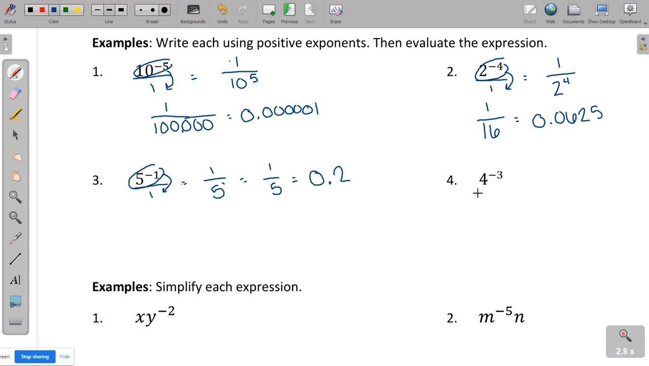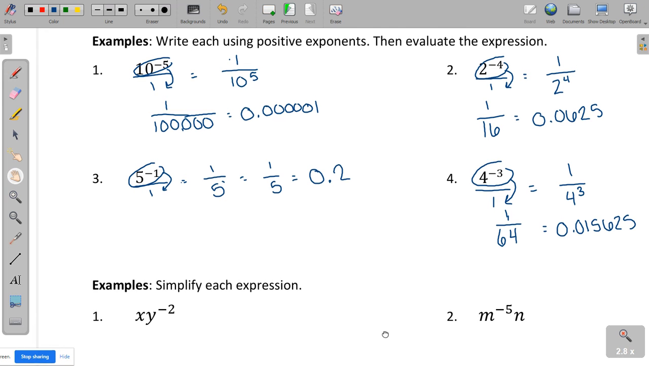Number 4, we have 4 to the negative 3rd. Make it a fraction. Bring it down because it's negative. So we get 4 to the positive 3rd, with a placeholder of 1 on top. Simplify 4 to the 3rd. That is 64. We still have 1, so 1 over 64 is 0.015625.